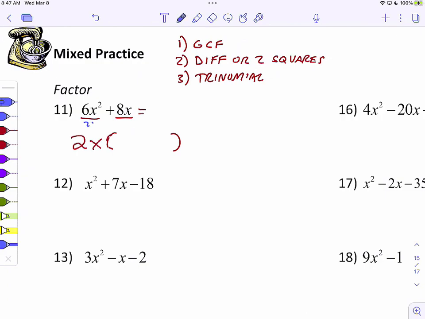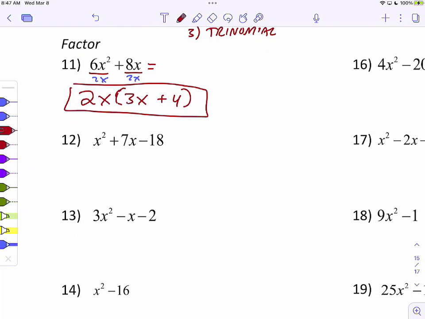Then you're going to divide these both by 2x. You divide by 2, that's 3, take an x away. Divide by 2, that's 4, take an x away. If you're not sure if it's right, do distributive property. It should distribute back to the original. That's a GCF one, okay?